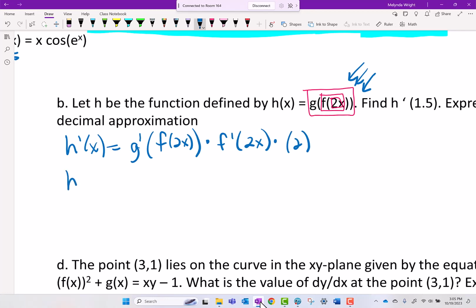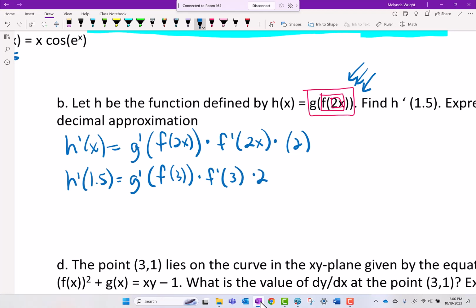Now they want me to find h prime of 1.5. Okay, fine. So what am I going to do? I'm going to put a 1.5 everywhere there is an x. G prime of f of 1.5 times 2, it would be to my advantage to go ahead and do that. Do we know 1.5 times 2 would be what? 3 halves times 2 would be 3. Okay, you have a calculator. If that doesn't make sense, you could put it in a calculator. Times f prime of, again, 2 times 1.5 or 2 times 3 halves is 3, and then times 2.